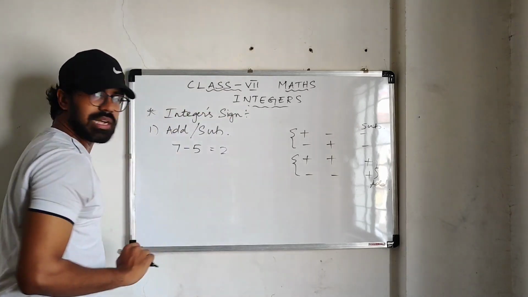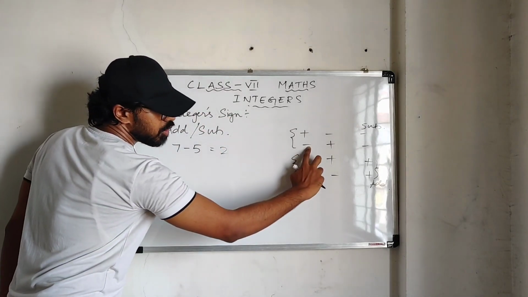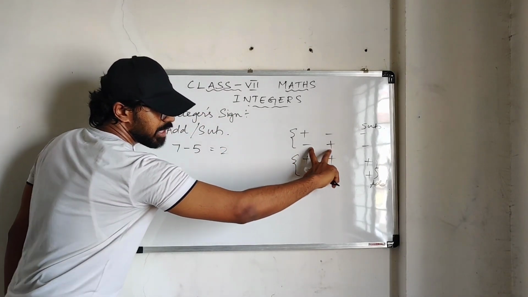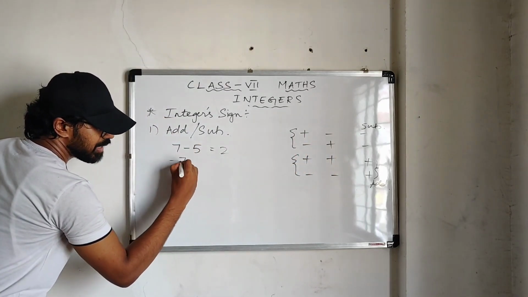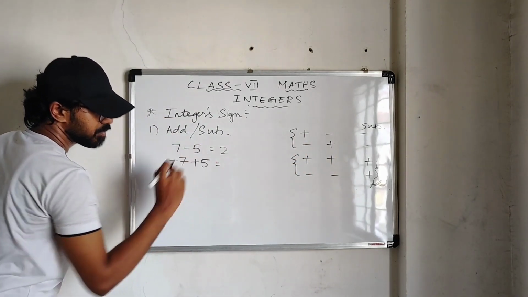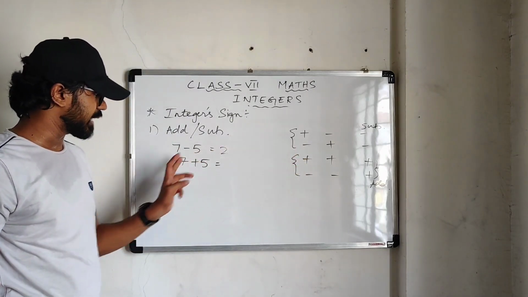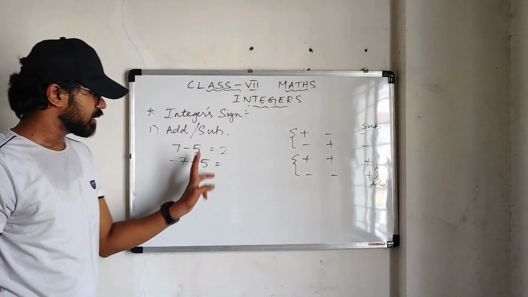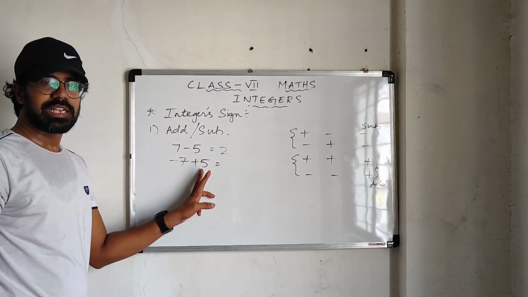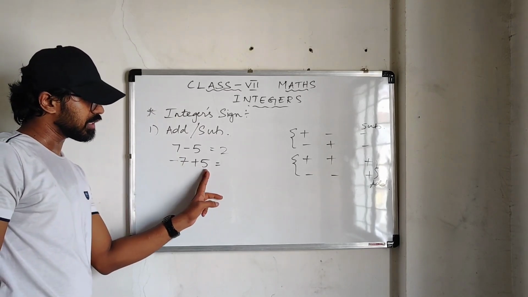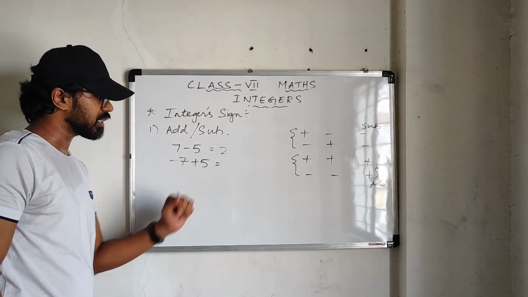Same thing we will do otherwise. If I write the same numbers, but now I put minus 7 and plus 5. The first number is a negative number and the second number is a positive number. So what is the sign of this integer? Minus. What is the sign of this integer? Plus. Minus 7 plus 5.